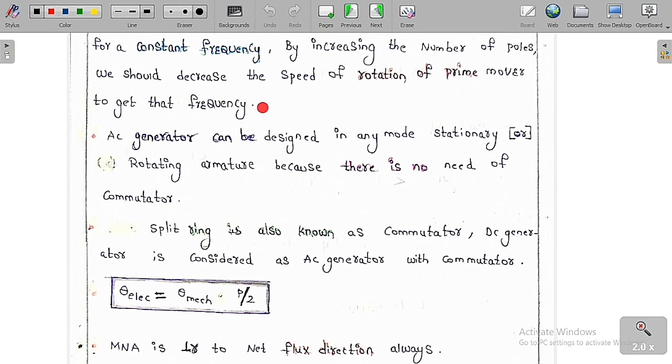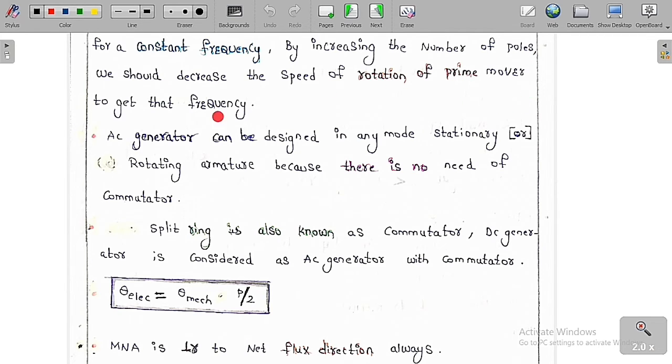As I have already told you, N is equal to 120 F by P. So if you want a constant frequency, then we have to increase the number of poles and decrease the speed of rotation, because F is equal to P into N by 120. If you increase the poles, then you have to decrease the speed, and only then will the frequency be a constant value.